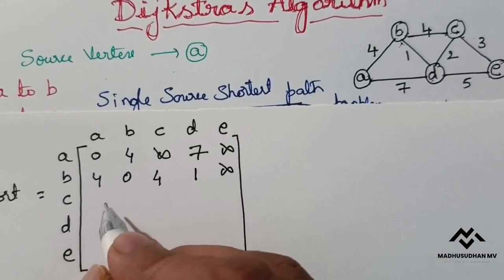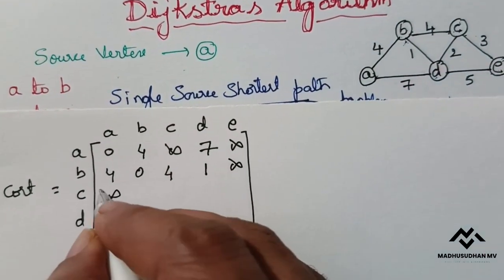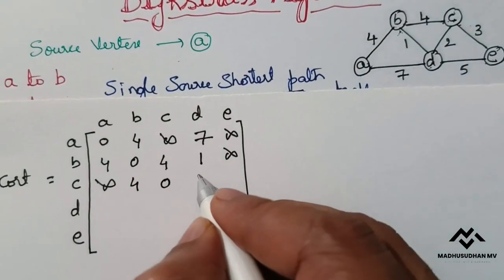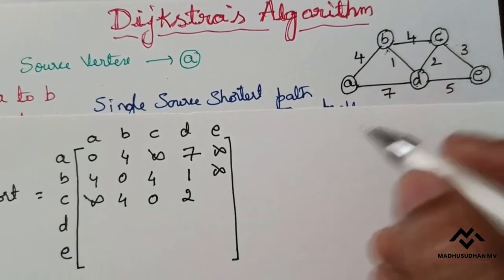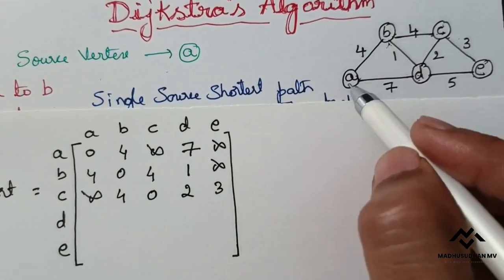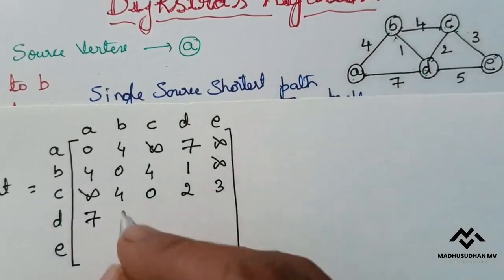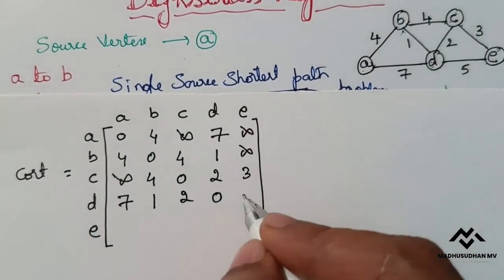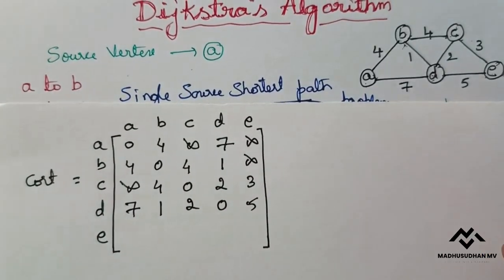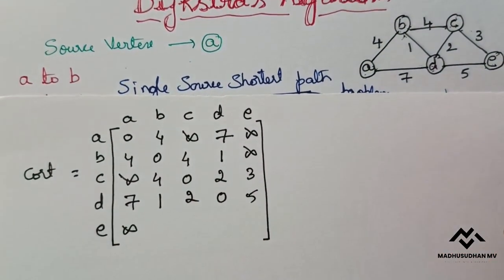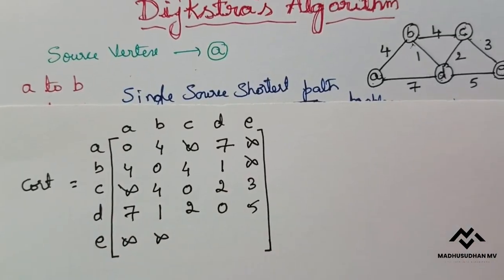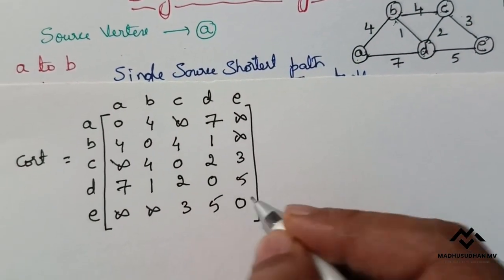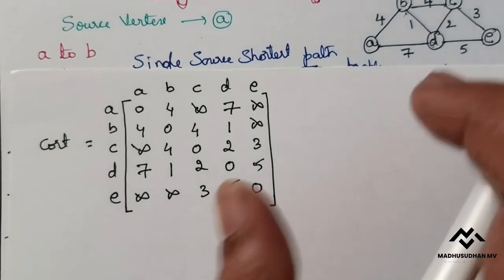Similarly, C to A, no direct edge, infinity. C to B is 4. C to C is 0. C to D is 2. C to E is 3. Similarly, D to A is 7. D to B is 1, D to C is 2, D to D is 0, D to E is 5. Similarly, E to A, no direct edge, infinity. E to B, no direct edge, infinity. E to C is 3, E to D is 5, E to E is 0. This is my cost adjacency matrix for the given graph.